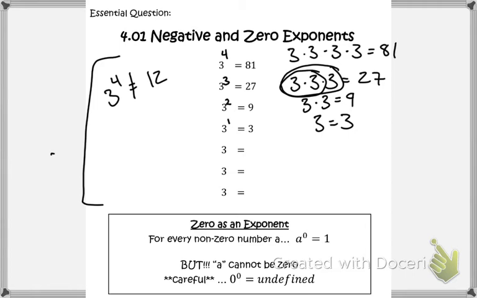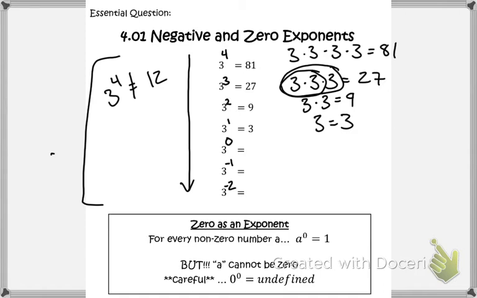Alright. So if we extend this pattern going down, I notice that the exponents are decreasing with each level, right? So 4 minus 1 is 3, 3 minus 1 is 2, 2 minus 1 is 1, 1 minus 1, this one would be 3 to the 0. And after 0, 0 minus 1 would be negative 1, and then negative 2.